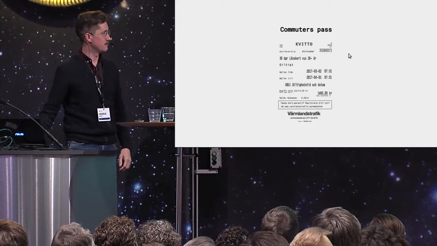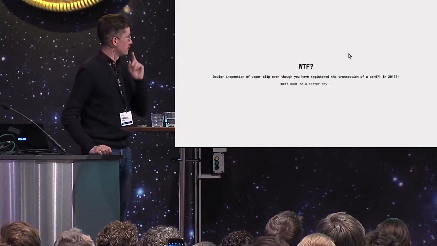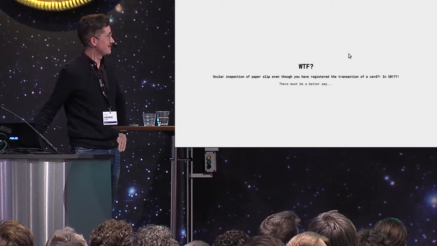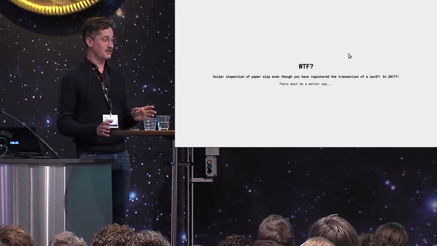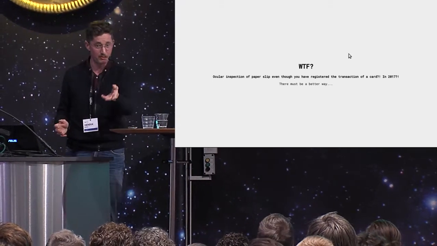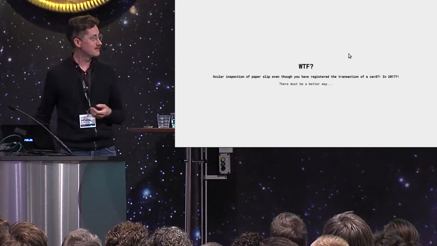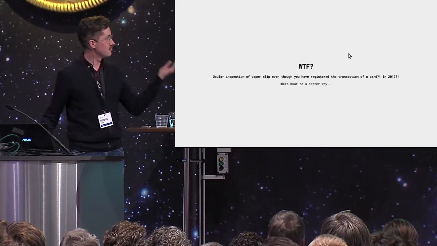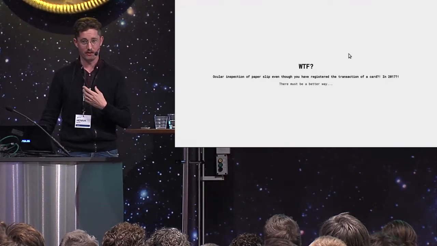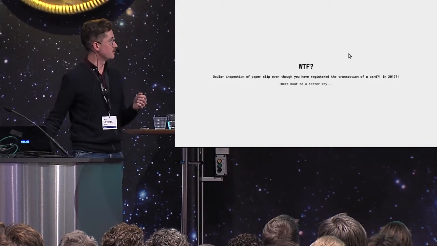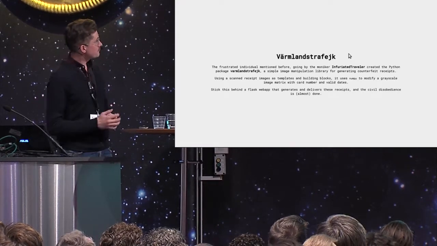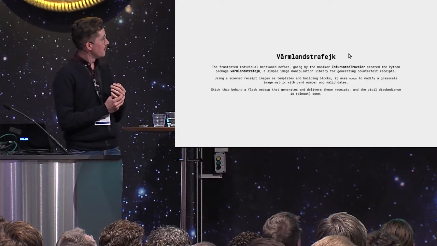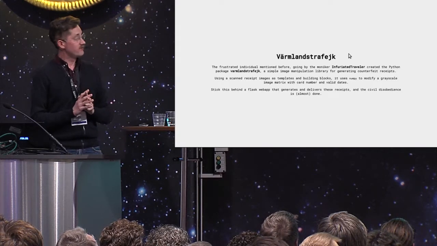Trust me. The person who got annoyed thought that this was very silly. In 2017, the digital era, you look at the paper slip, you make me use this card in your very slow, stupid machine, and then you don't even use that to verify that I paid. It must be a better way. The frustrated individual mentioned before, going by the moniker Infuriated Traveler, created the package Värmlands Trafik.